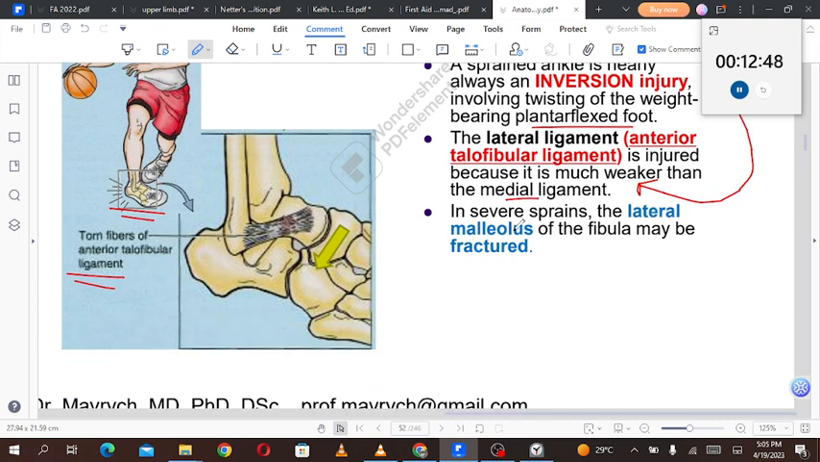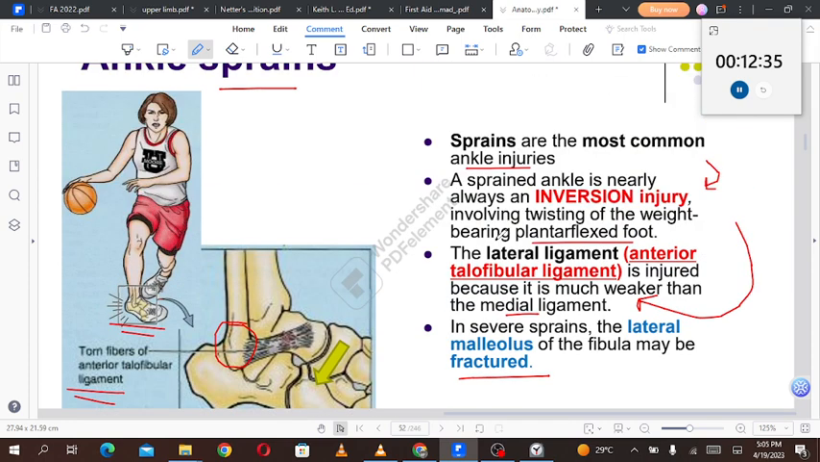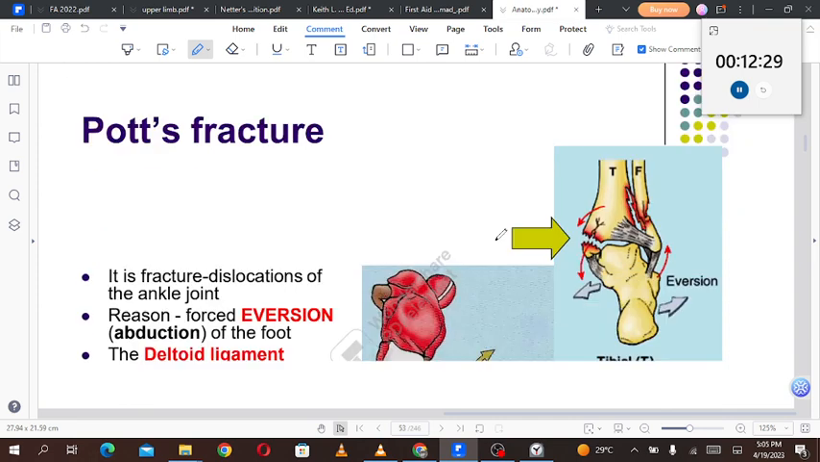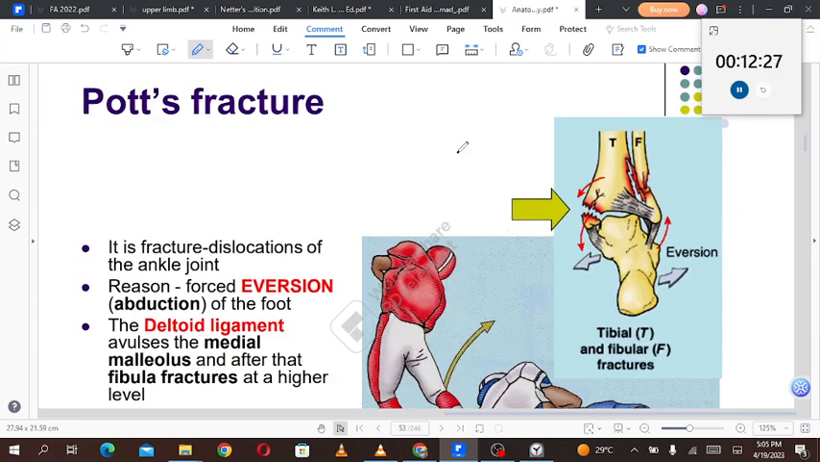In severe sprains, the lateral malleolus of the fibula may be fractured. Like over here, this can be fractured in very serious sprains, and this is the talofibular ligament over there. That is a weak ligament, so it can be damaged easily. The most common causative factor for the injury is the inversion of the foot, or excessive inversion of the foot. What is Pott's fracture? It is the fracture dislocation of the ankle joint.